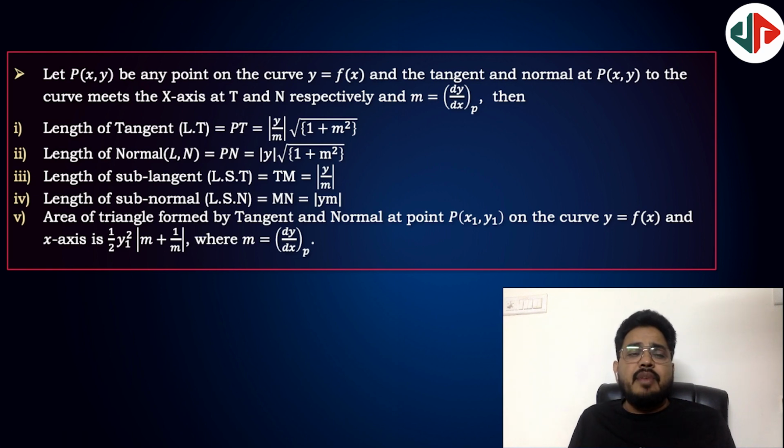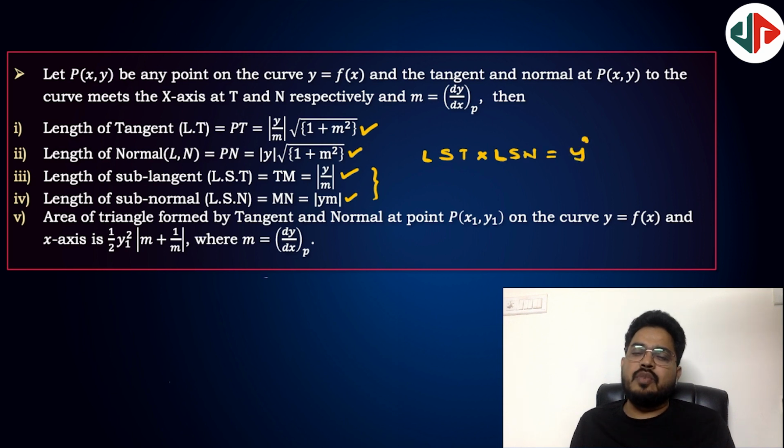If x comma y be a point on the curve, the tangent and normal meet the x and y axes at T and N. With dy by dx as m, you have the length of the tangent, length of the normal, length of subtangent, length of subnormal. Look here, length of subtangent into length of subnormal is always equal to y square.